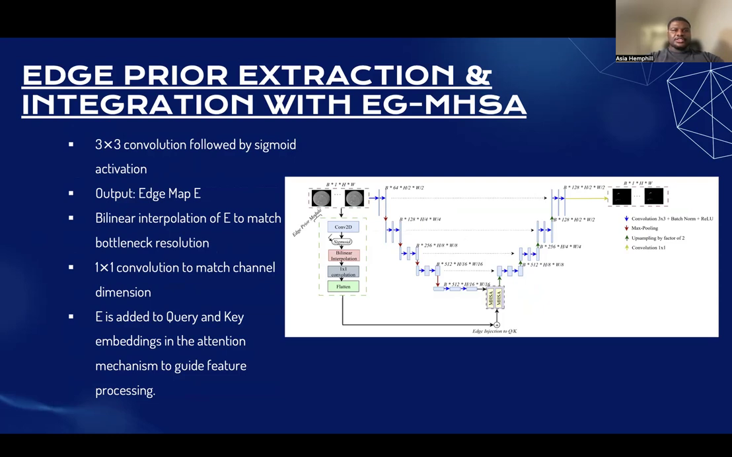Now I'll discuss the edge prior extraction and integration with the edge-guided multi-head self-attention. It includes a 3x3 convolution followed by sigmoid activation, and then it outputs an edge map E. A bilinear interpolation of E is done to match the bottleneck resolution, and then a 1x1 convolution is applied to match the channel dimension of the H alpha image. The edge map E is added to the query and key embeddings in the attention mechanism to guide feature processing.